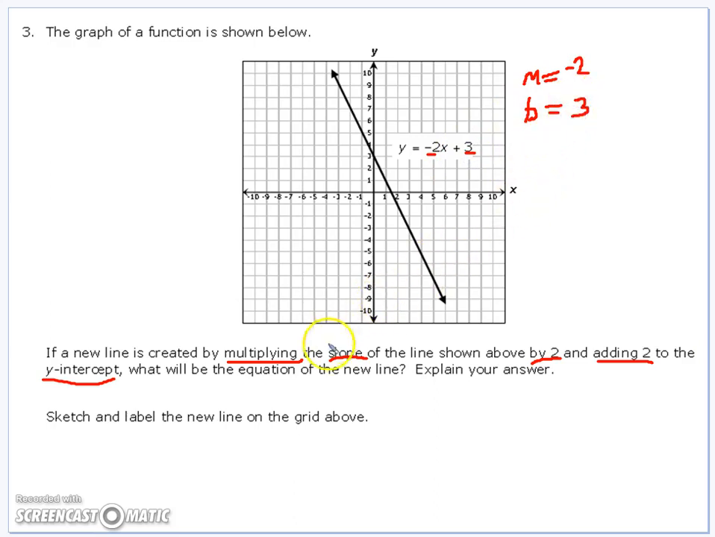Okay, so now let's do the changes it wants us to do. We want to multiply the slope by 2. So we're going to take negative 2 and multiply that by a value of 2.